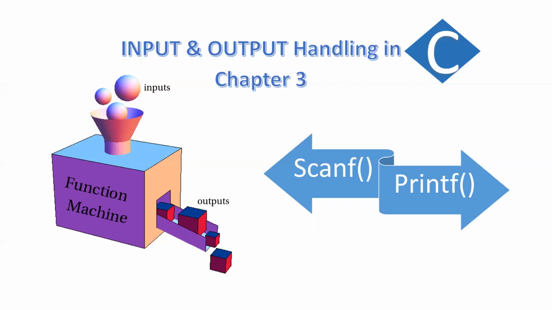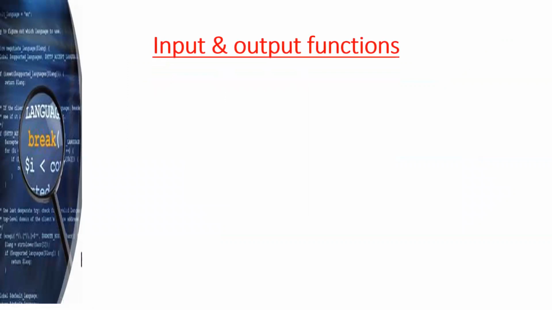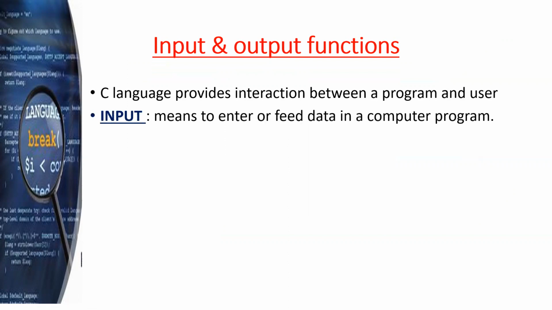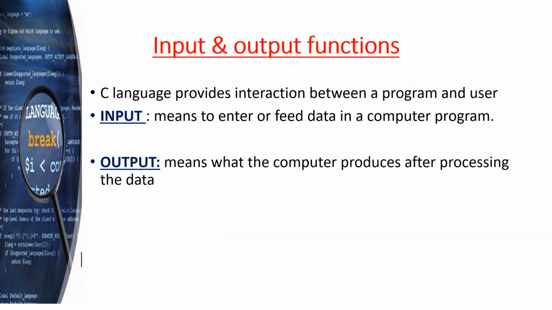Input and output operations basically provide the communication between computer programs and computer users. Let's start the first topic. Input and output functions in C language provide interaction between a computer program and a user. Input means to enter or feed data into a computer. Output means what the computer produces after processing the data.